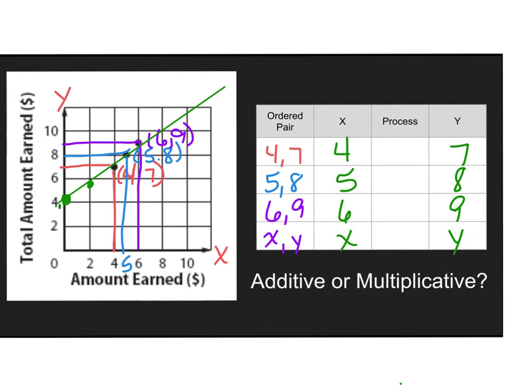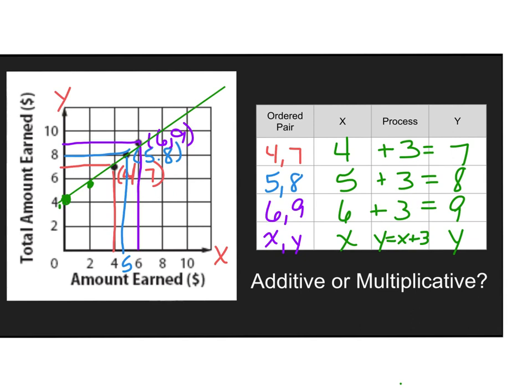So what is going on from 4 to get to 7? I see that you can't multiply, but I could add something. So if I add 3, 4 plus 3 gives me 7. That works. So let's see if it works for the others. Remember, the process has to be the same. So 5 plus 3, does it give me 8? Yes, it does. 6 plus 3, does it give me 9? Yes, it does. So that means that y is equal to x plus 3. So we were able to find the rule.